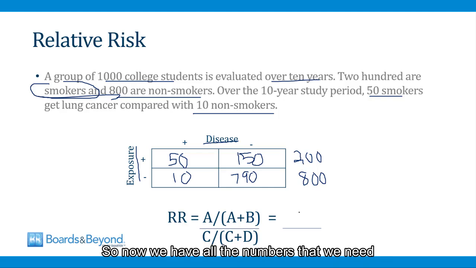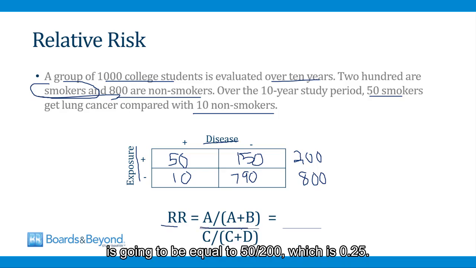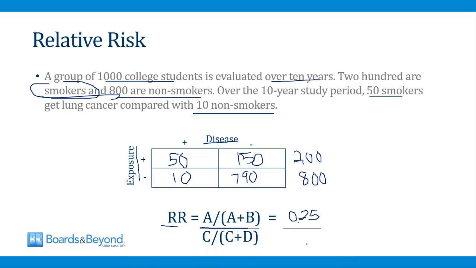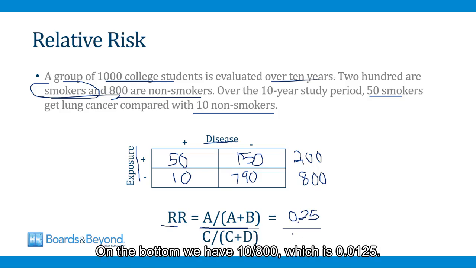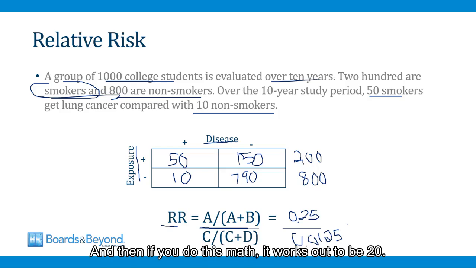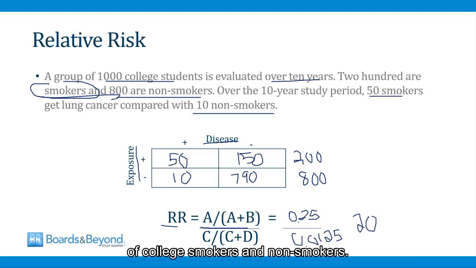So now we have all the numbers that we need to calculate the relative risk. The numerator, which is A over A plus B, is going to be equal to 50 over 200, which is 0.25, so that number is going to go on top here. On the bottom, we have 10 over 800, which is 0.0125, so I'll put that number here. And then if you do this math, it works out to be 20, so there's a relative risk of 20 as determined by this study of college smokers and non-smokers.